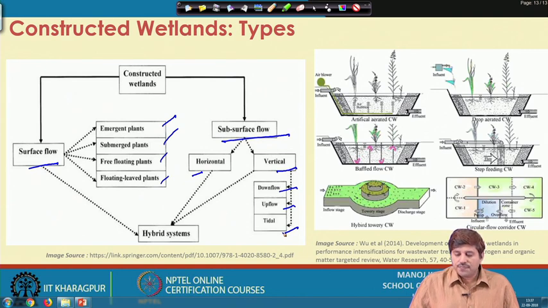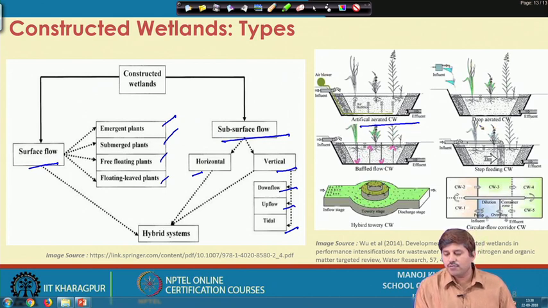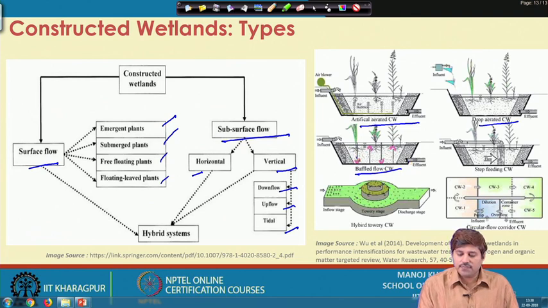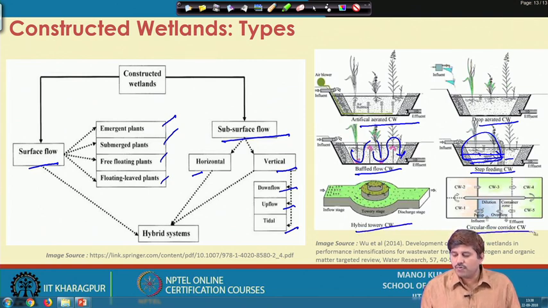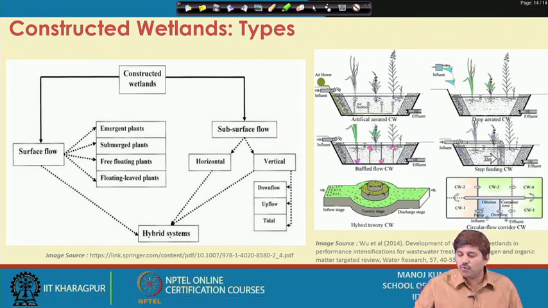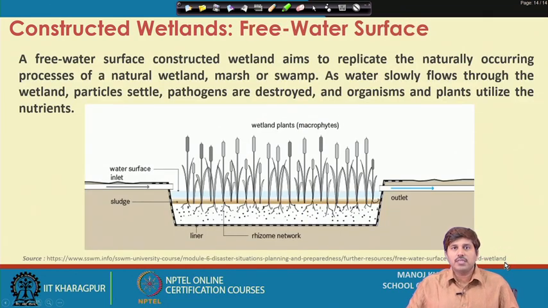Again, we may go for aerated wetlands, artificially aerated wetlands or drop aerated wetlands. There are baffled flow wetlands where the flow is channelized in a baffled fashion. There is a step feeding wetland, where it goes to the first step and then flows through to the second step. So, that way there are hybrid wetland systems, and there is a circular flow corridor wetland system, which flows from one basin to another basin. So, there could be a variety of arrangements for conceptualizing the wetlands, depending on what kind of flow and what kind of processes we want to take place in our wetland system.